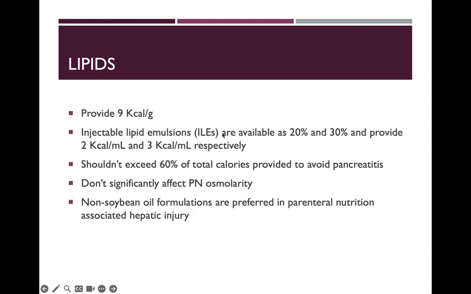But generally, it's available as 20% and 30%, the concentration of it. So again, that's weight per volume. So 20% means 20 grams per 100 mLs, 30 grams per 100 mLs. We're not going to measure it that way either. Just remember that the 20% is going to give you 2 kcal per milliliter, and the 30% is going to give you 3 kcal per milliliter. Did you guys follow that?